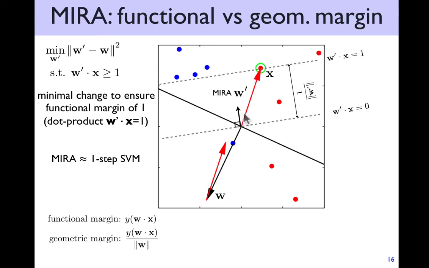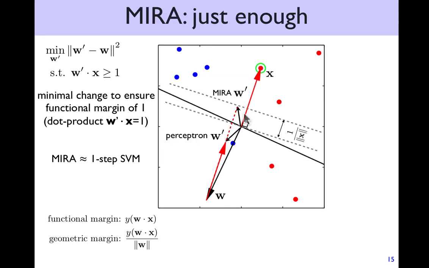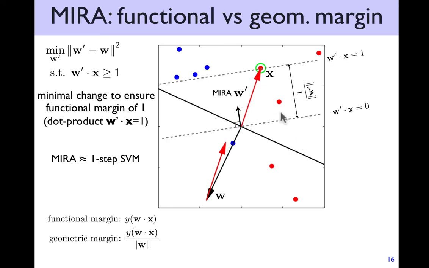Now, if you switch the coordinates and look at the projection of W on x, then that's 1 over the norm of x. But if you look at the projection of x on W prime, the new weight vector, that distance is 1 over the norm of W prime. And that explains why the geometric margin is the dot product divided by the norm of the weight vector W instead of the norm of the input x.